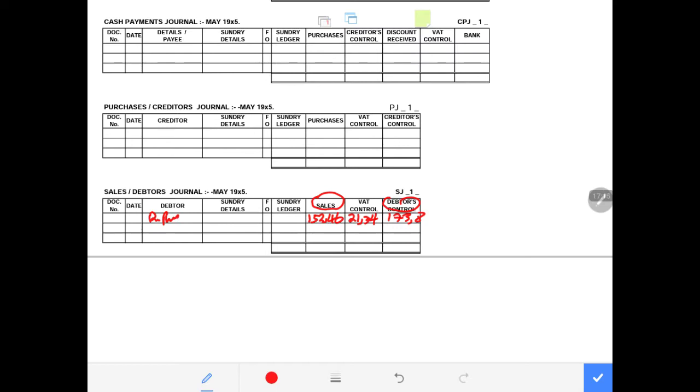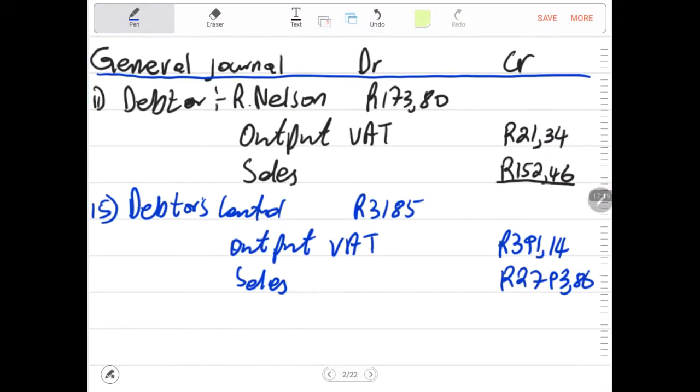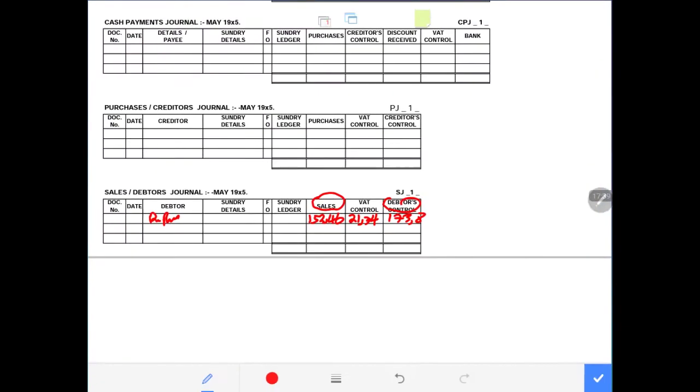Sundry details, we don't write anything. Then we come to the second debtor, which is copy and paste. Debtors control, you record this amount. Under VAT, you record this amount. Under the sales column, you record this amount. Under the column for sundry debtors, you write the name of the debtor, which is SWAT. That is the debtor that we sold inventory to in the second transaction.